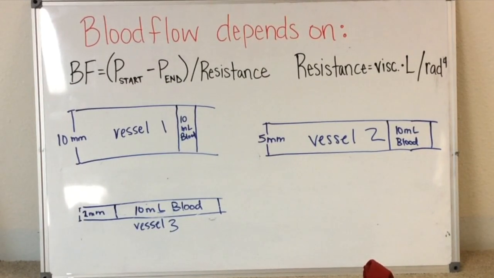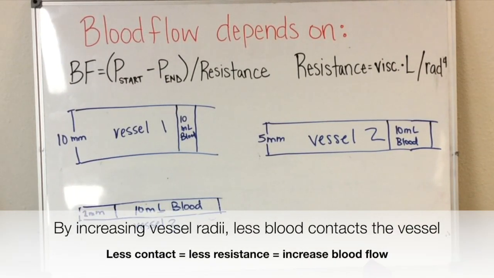Just by looking at the vessels, you can see that in vessel 1, less blood is going to come in contact with the edge of the vessel wall compared to vessel 2 compared to vessel 3. This contact between the blood and the vessel wall is what causes friction and therefore increases resistance of the blood flow.